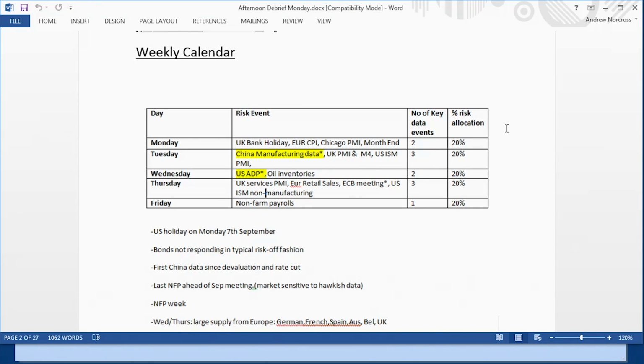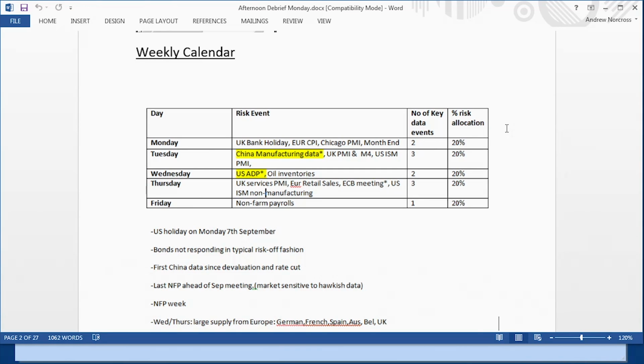Today we had the first China manufacturing data, and some other mostly manufacturing data. Tomorrow is the US ADP. Normally ADP is not very closely watched. It's not a very good indicator of non-farm payrolls. It used to be, but not anymore. So why is it a key number? It's simple: the market is very sensitive right now to the NFP. So, equal allocation. A key point: Monday next week is a US holiday.